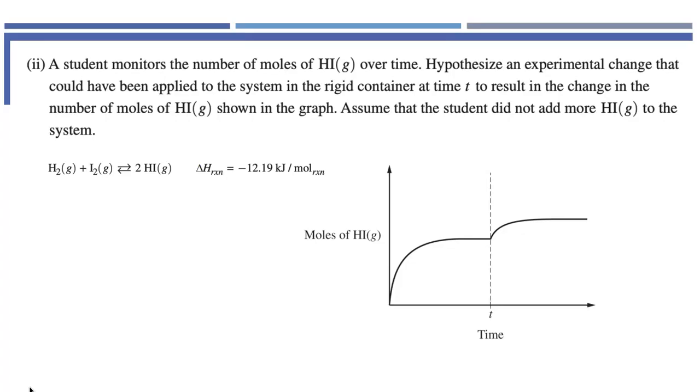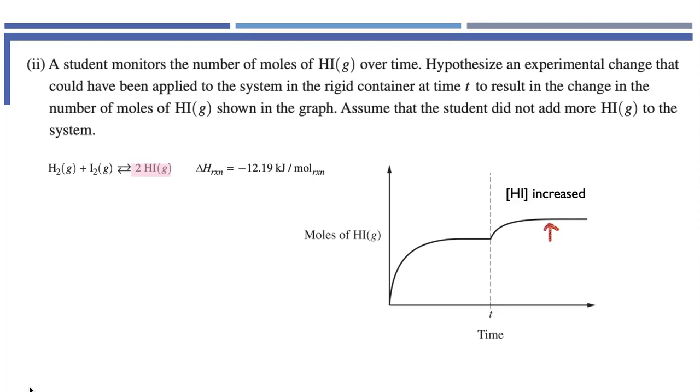We see at time 0, I didn't have any HI. The moles of HI increased and leveled off, meaning I reached equilibrium. And then at time t, we did something, and the moles of HI increased. Now, the HI is a product in the balanced equation.